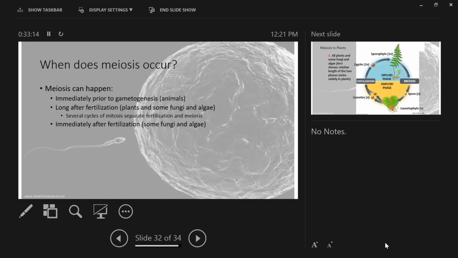In some fungi and algae, meiosis happens immediately after fertilization. That is, 2 diploid cells will fuse together to form a tetraploid cell, a cell that has 4 copies of the genome, and then that cell will go through meiosis to restore the diploid state. And if you want to ask the question of what is the advantage of doing meiosis at any of these given times, there isn't an advantage or a disadvantage. It's just different.